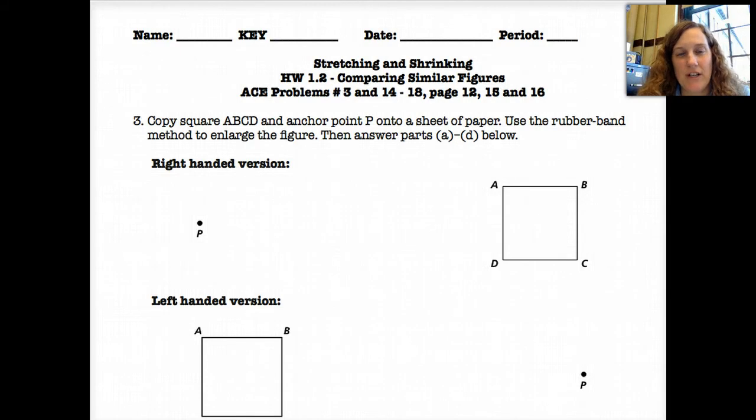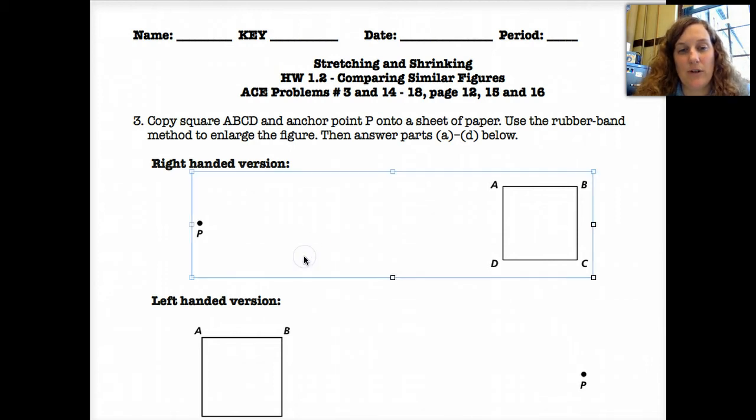Okay, homework 1.2. We continued our discussion today about similar figures. So yesterday we said that two figures were similar if they had the same shape but were different sizes. Today we learned the rubber band method on how to make a similar shape from a shape. So given one shape, use a rubber band method to make another shape.